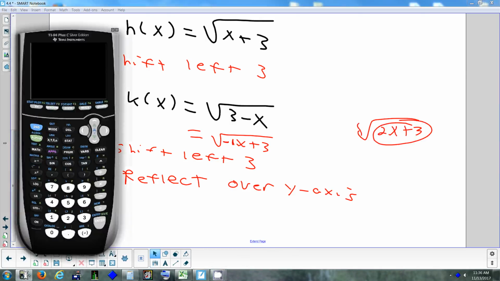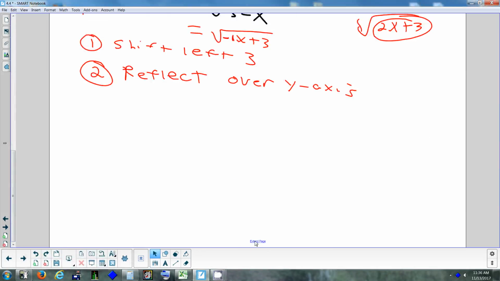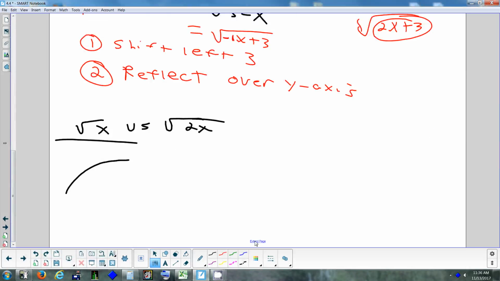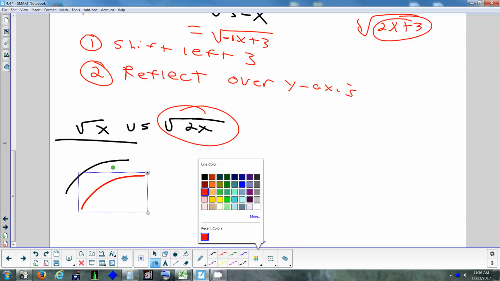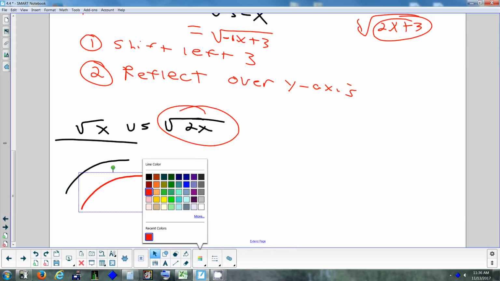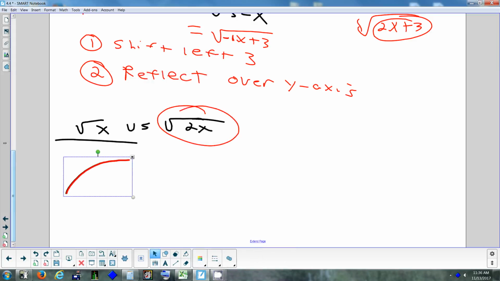Actually, let me graph that and show you. So, the square root of x looked like that. Square root of 2x would look, let me make it a different color, red one. When you put a 2, you might think, oh, bigger number makes it bigger. It's going to compress it. So it would do something like this. Stay at the start point. That's a compression by a factor of 2.